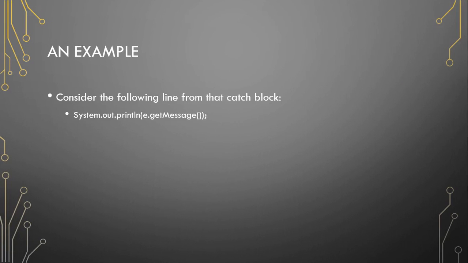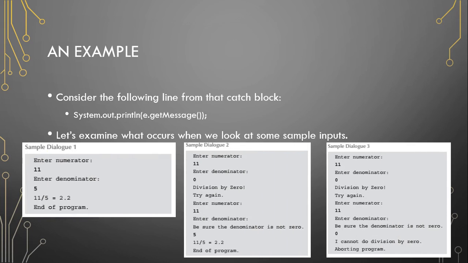So consider the following line from that catch block: System.out.println(e.getMessage()). Let's examine what occurs when we look at some sample inputs. In sample dialog 1, we entered 11 and 5. So I did 11 divided by 5, 2.2, and the program ends.